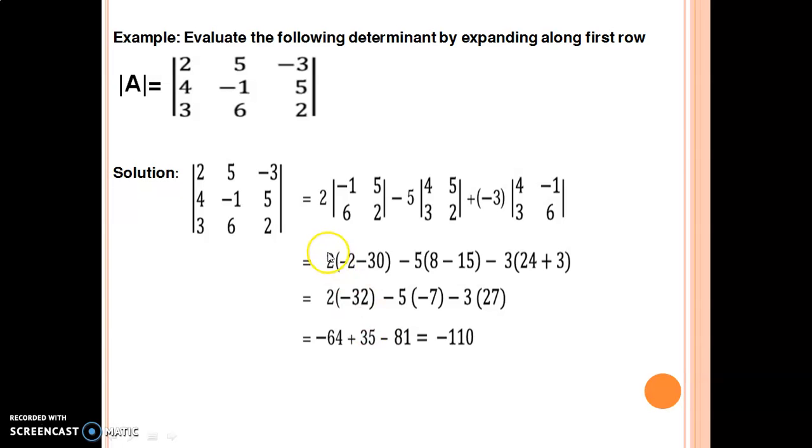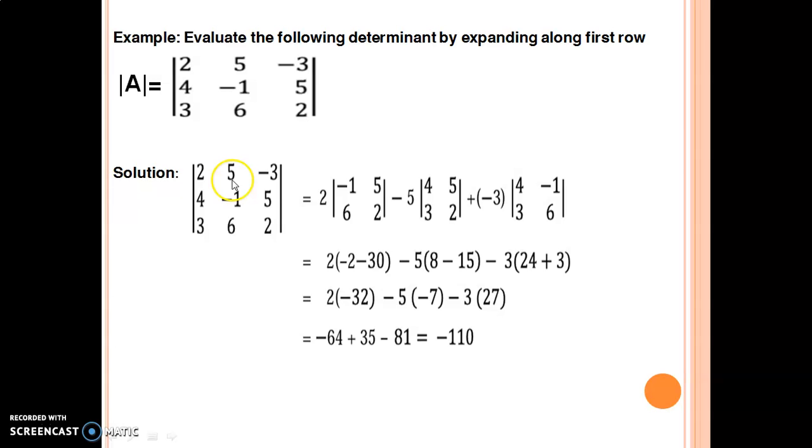So let's take an example. Evaluate the following determinant by expanding along the first row. So here all the entries are given to us. So I'll expand it along the first row. For this, the first entry, the A11 entry is 2. So leaving the first row and the first column, we'll be left with the subdeterminant minus 1, 5, 6 and 2. Similarly, we'll subtract the next entry.